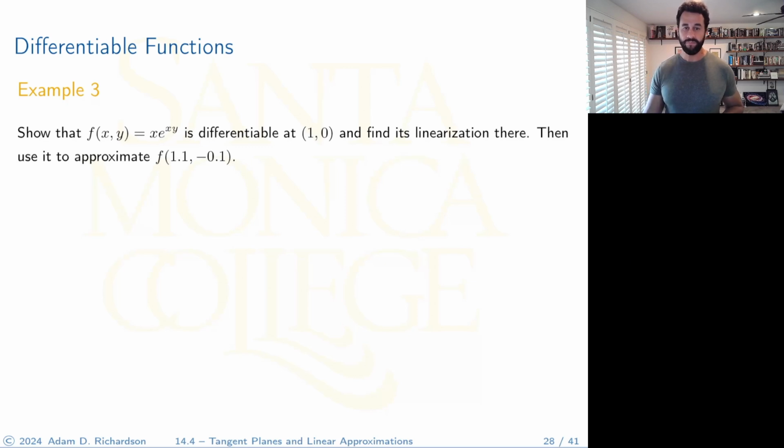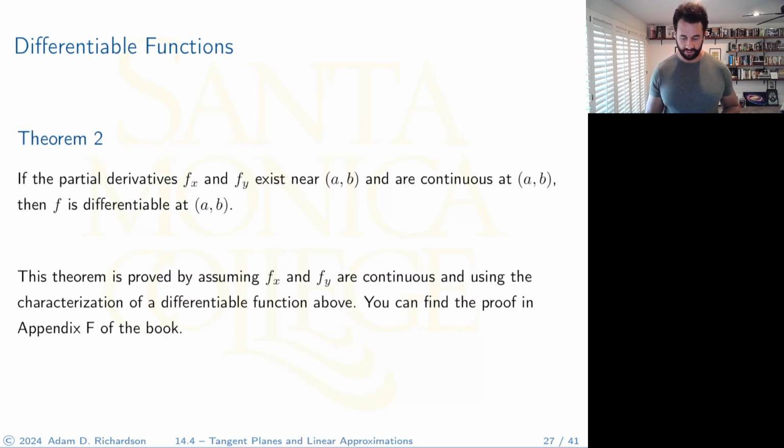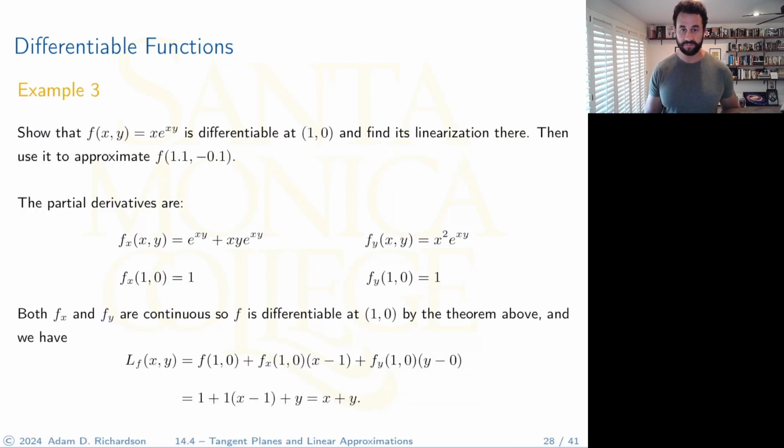All right, here we go. So how do we show it's differentiable? Well, this is where that previous theorem comes into play. If these exist and they're continuous, our function's differentiable. So the first thing we should do is try to compute some partials. Here we go. Partial derivatives are this and this, just using the techniques we learned in the last section.